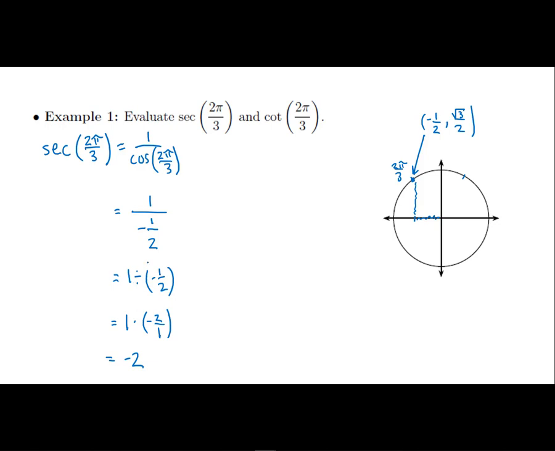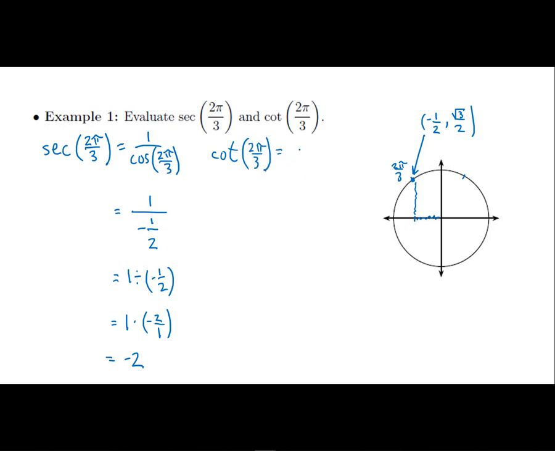And of course I showed a lot more detail here than is generally necessary, right? Typically once we set this up, we're usually pretty comfortable jumping just straight to the top times the reciprocal of the bottom, and just jumping straight to negative 2. But let's go ahead and take a look at the cotangent. The cotangent of 2 pi over 3.